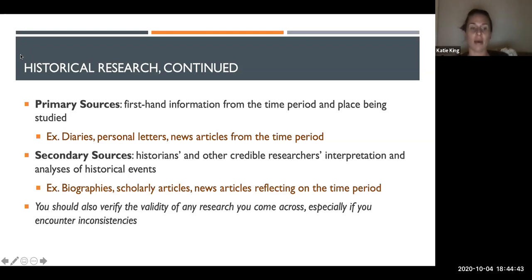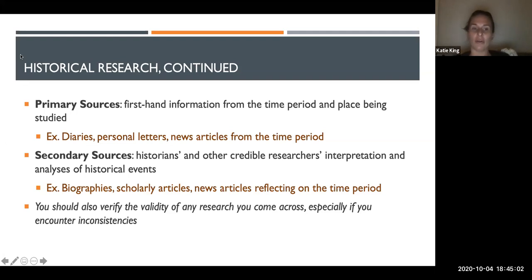So things like biographies, scholarly journal articles, and news articles that are reflecting on a certain time period, right? They're not published at the time or around the time. They're published much later, kind of reflecting on those times. Those would be examples of secondary sources, okay?